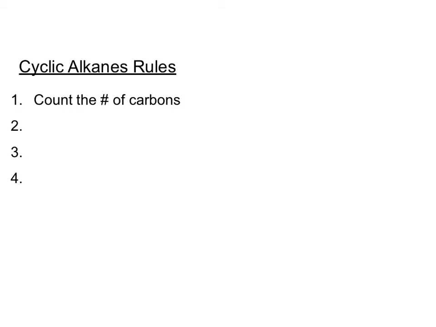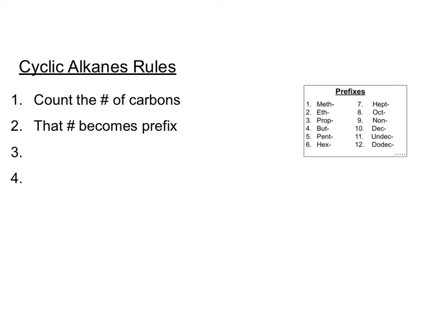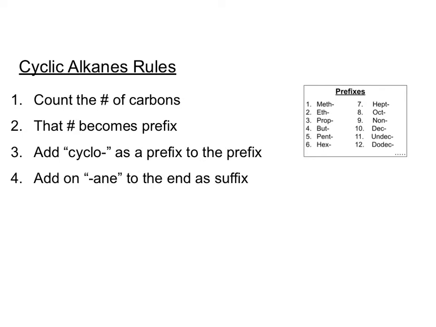So you're going to count the number of carbons and then you're going to apply that same prefix. So the prefixes are the same as before with our straight chains. But then the prefix gets a prefix of cyclo, and that becomes the parent chain, and you add ane on the end. So we can do this with small rings.